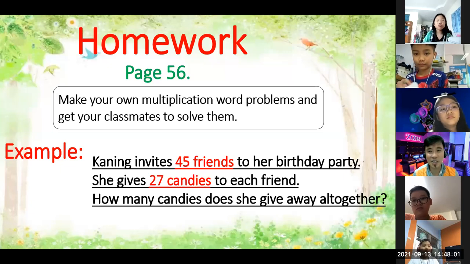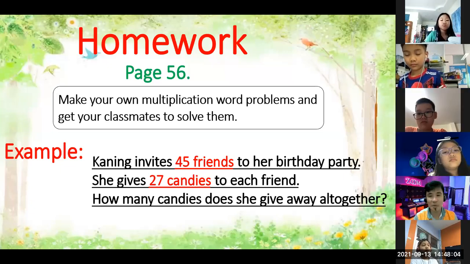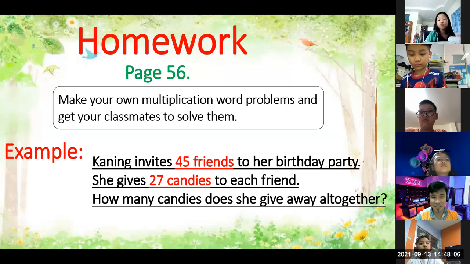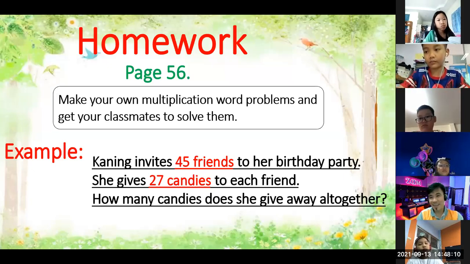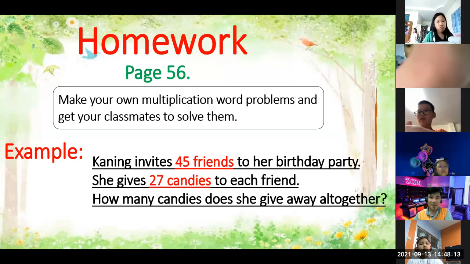Things to do: make your own word problems, and then share them with your friends. And then let your friends answer them. Okay? Thank you so much, everyone.